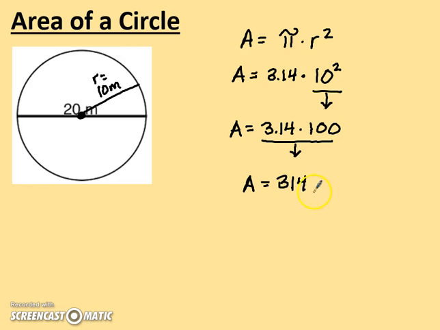Now remember, it's square units that cover a surface. So since this is meters, we would label this square meters. Even though we say square before we say meters, we put the square afterwards so it's not mistaken as squaring the number, only squaring the meters. So our area is 314 square meters.